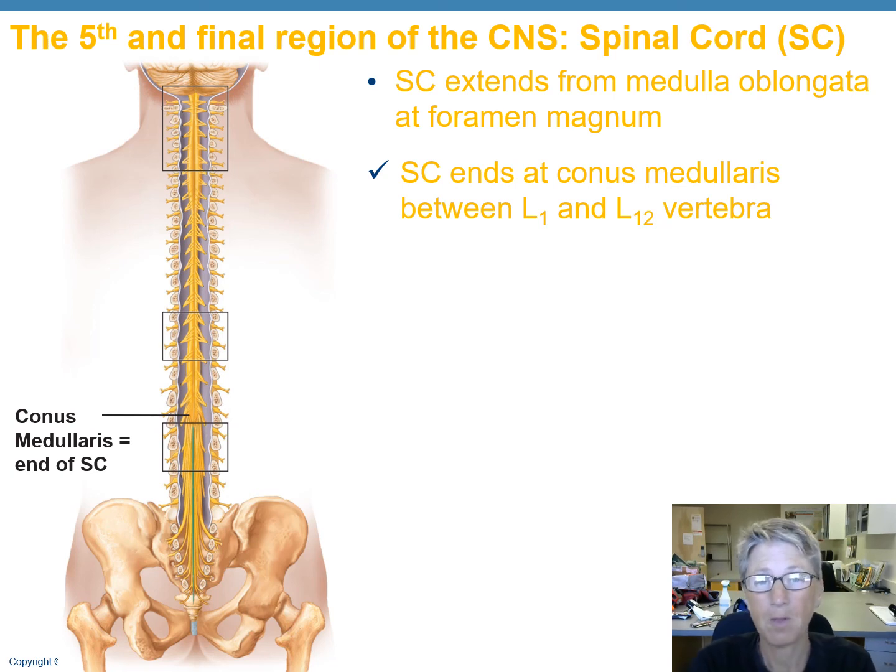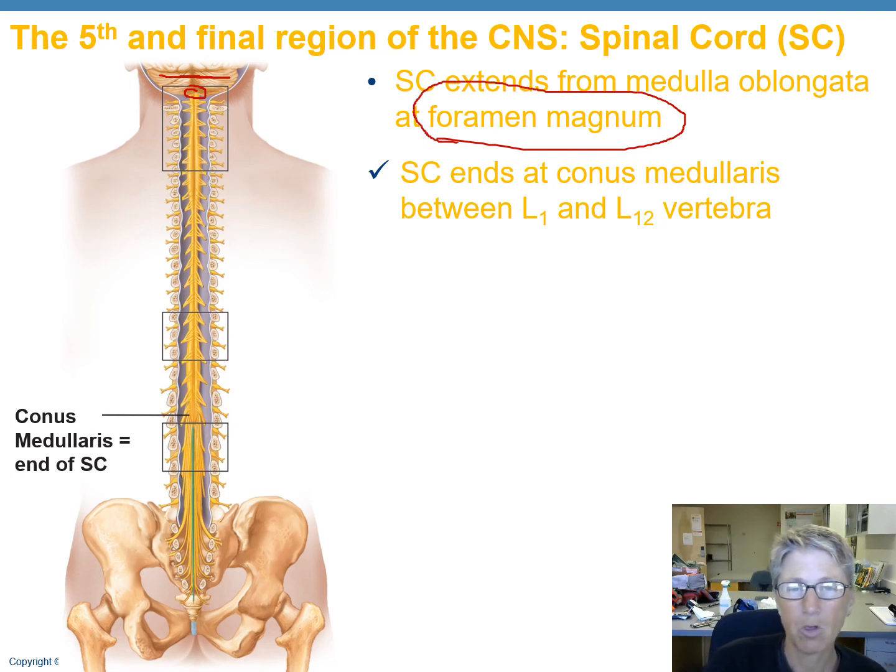It's the spinal cord, and I'm going to use SC oftentimes for spinal cord. The spinal cord extends from the medulla oblongata, so up here you can't really see it. This stuff is just the cerebellum, but it extends from the medulla oblongata at the foramen magnum. Remember, foramen means opening, and magnum just means large, so it's a large opening at the base of the skull. And then the spinal cord ends at this thing right here.